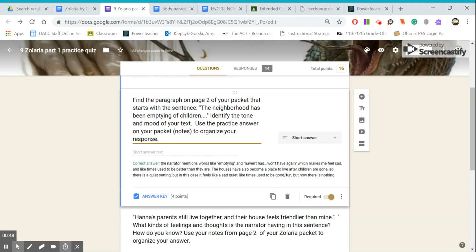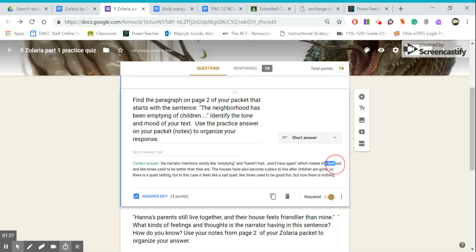So for the tone, the narrator mentions words like emptying and haven't had and won't have again, which makes me feel sad. So I'm using evidence from the text and saying how it makes me feel as a reader. And like times used to be better than they are. The houses have also become a place to live after children are gone, so there is a quiet setting. But in this case, it feels like a sad quiet, like times used to be good or fun, but now there is nothing. So this would be the tone, the narrator mentioning words.